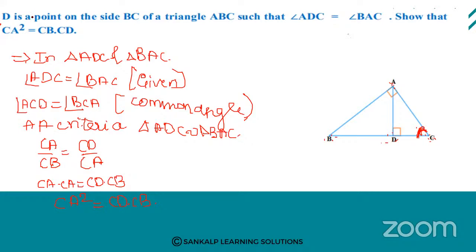Yes, that is what they asked, right? CA square is equal to CB into CD. They have asked in the question: show that CA square is equal to CD into CB. In similarity, what do we do? By using AA, SSS, SAS criteria, we show that triangles are similar. When two triangles are similar, we can use that corresponding sides are in the same proportion. Or in some triangles, we can use Thales theorem also. That is all, based on that concept only we are going to solve all the questions.